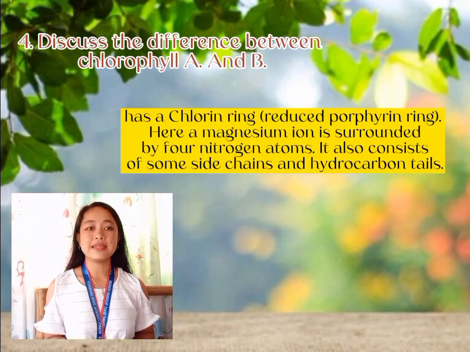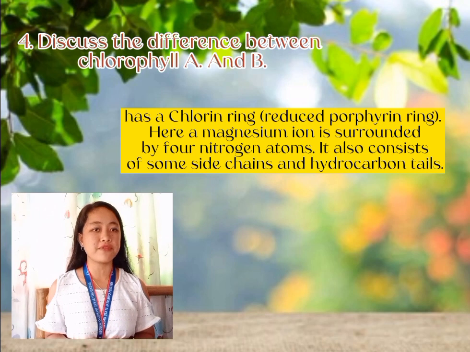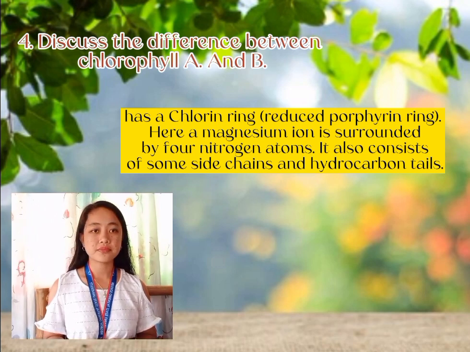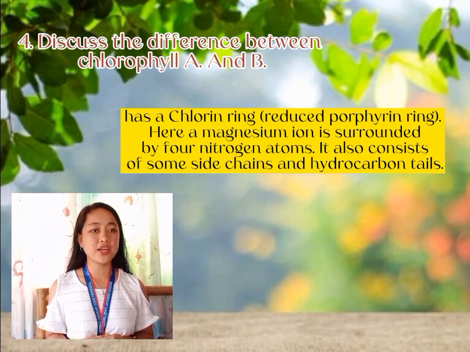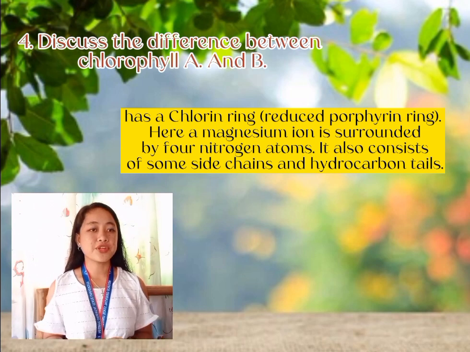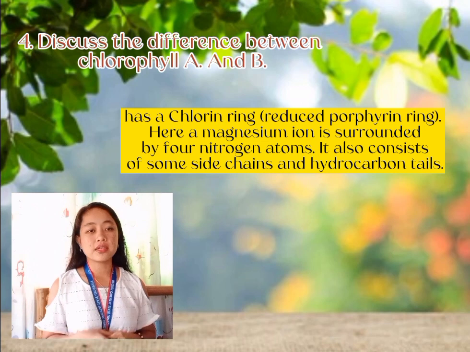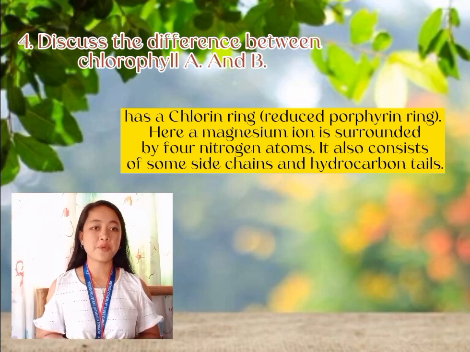Chlorophyll A has a chlorin ring, or a reduced porphyrin ring. Here, a magnesium ion is surrounded by 4 nitrogen atoms. It also consists of some side chains and hydrocarbon tails. Hence, we can say that the basic role of chlorophyll A is to absorb light from the orange, red, and violet-blue colors of the spectrum and transfer this energy to the reaction center. It then provides two electrons to the electron transport chain. It is the most important electron donor. Further, the organisms use the energy from the sun for cellular processes.